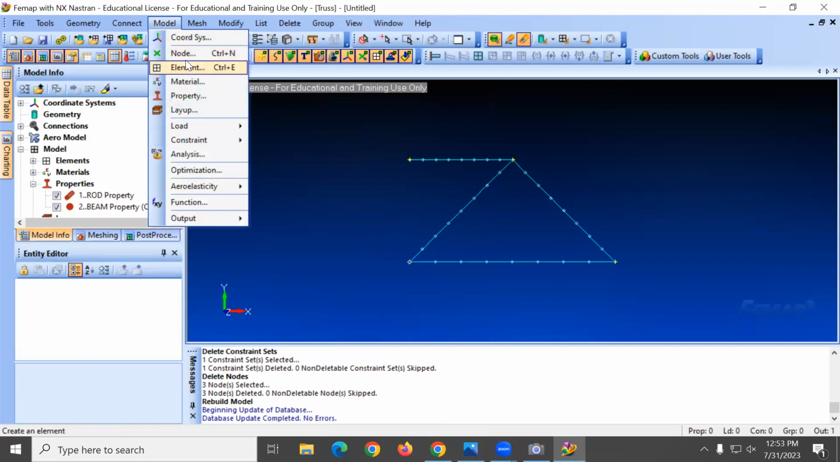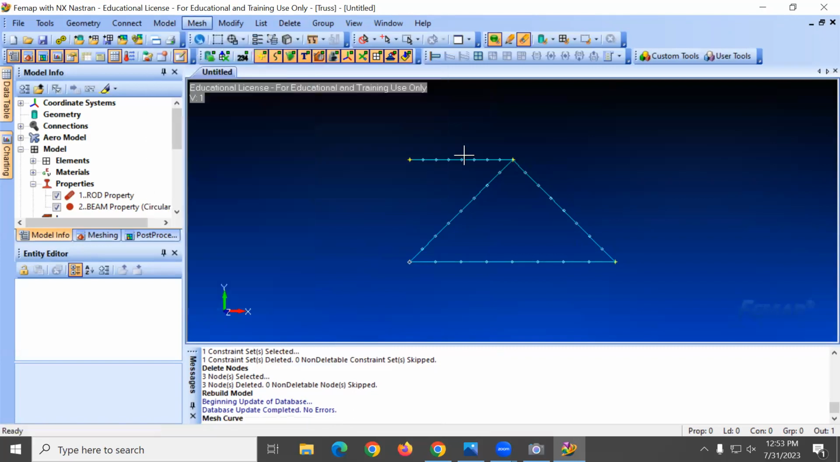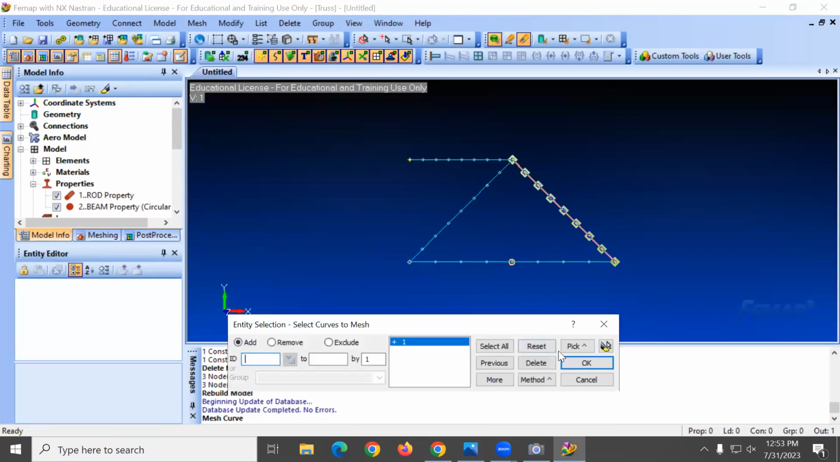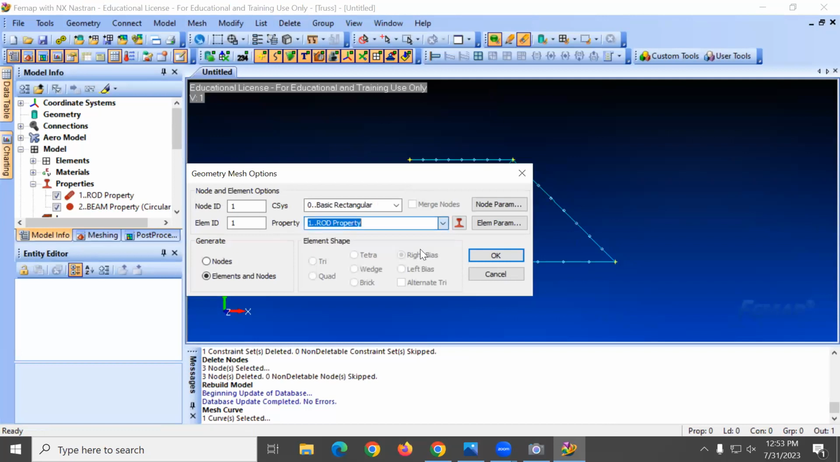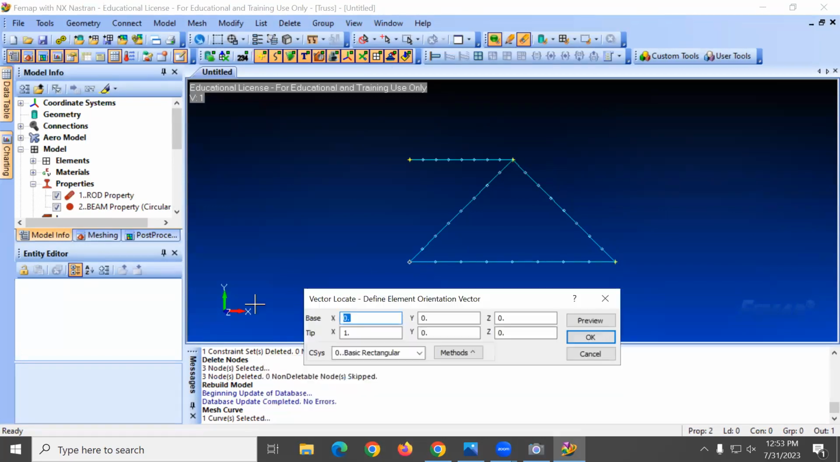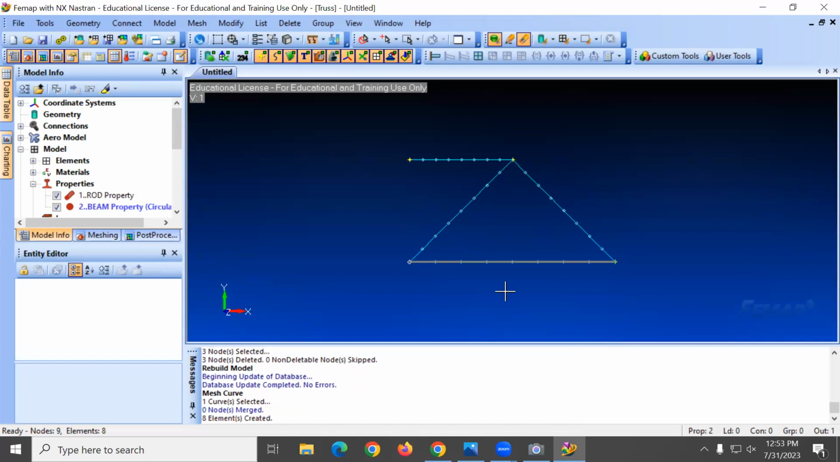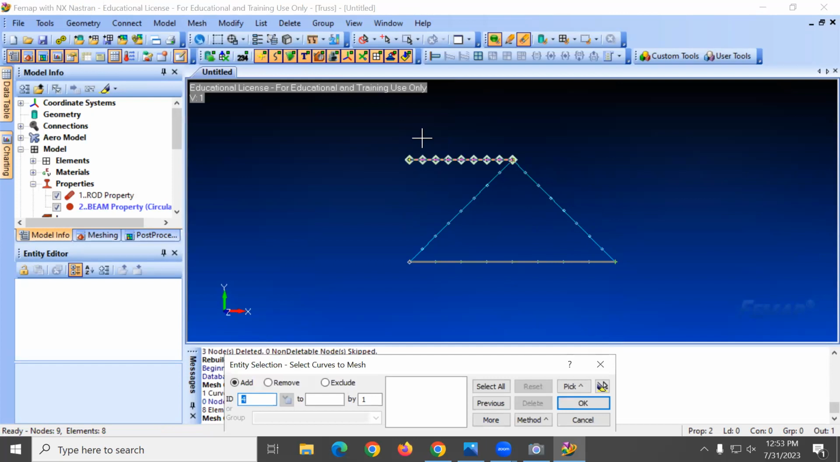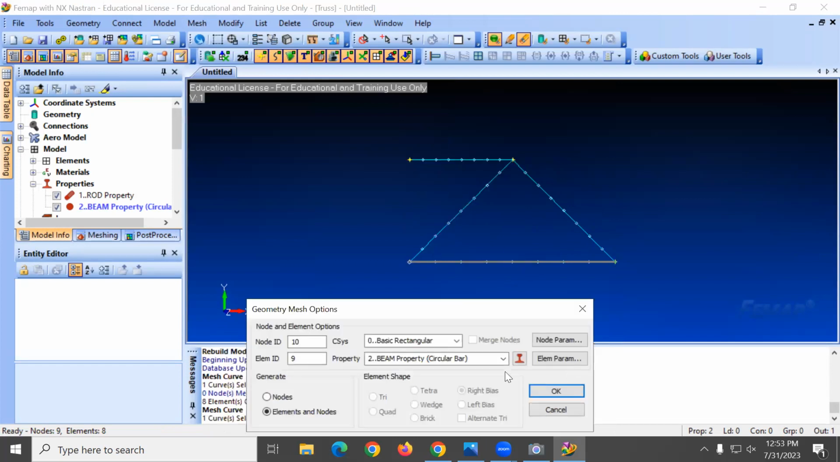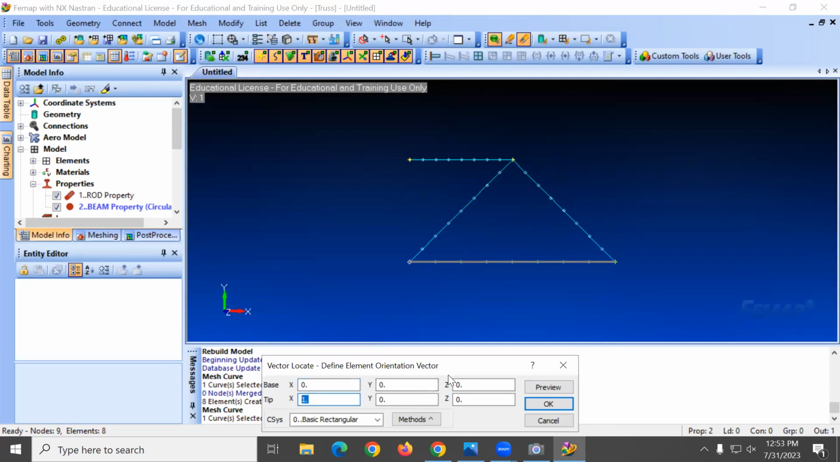Hopefully, model, no, mesh geometry curve. Let's start at this one. So this one should be the easiest one with the beam property. Okay, it's going to ask for the direction. So the direction will be what? On the y is 1, preview. You see it's going the direction of the cross section. Okay, so it's doing good. Now, mesh geometry curve, let's do this one as well. Same thing would be y up.